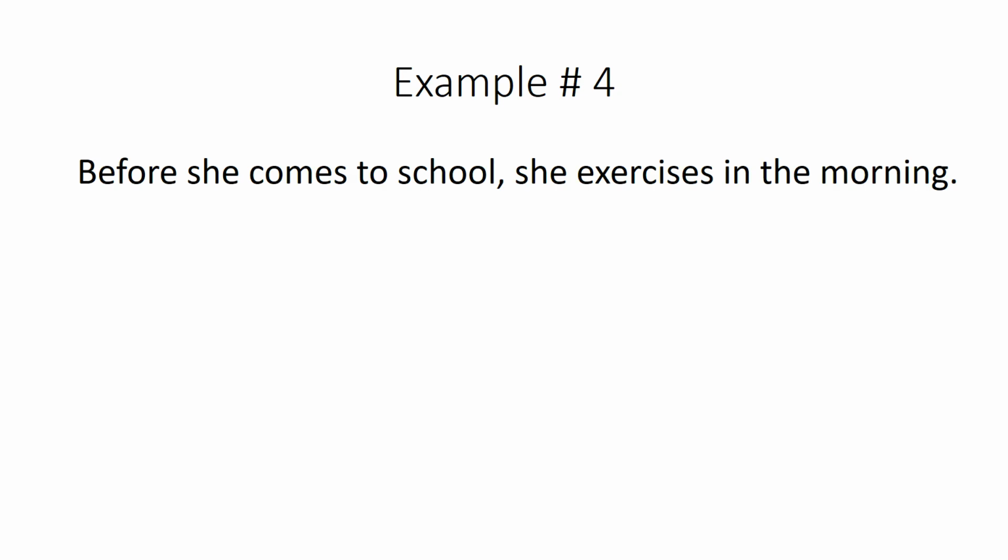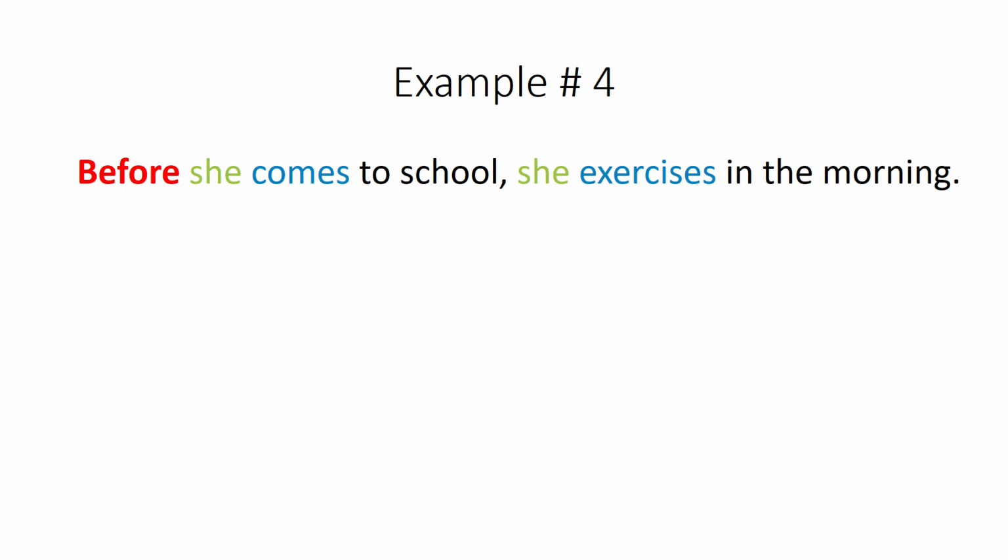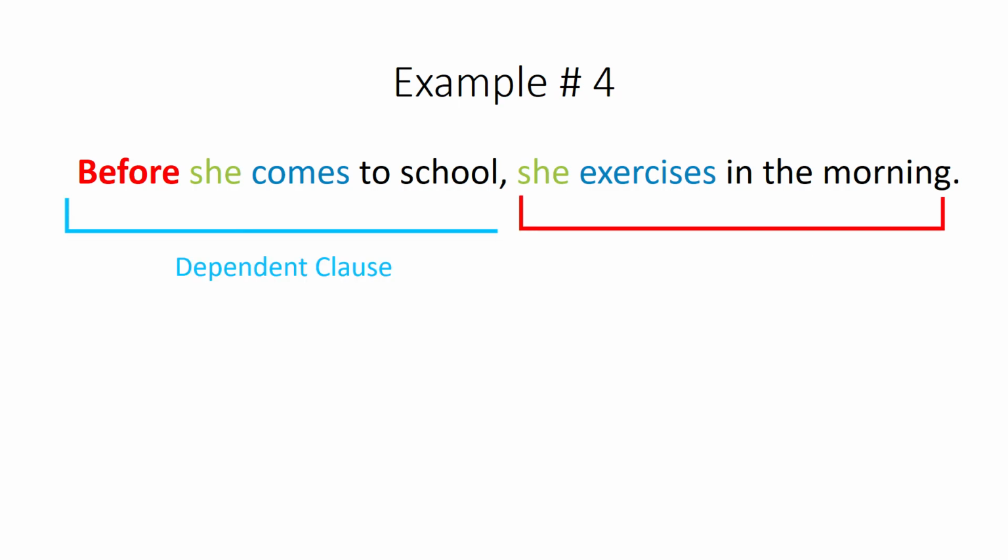Example number 4. Before she comes to school, she exercises in the morning. So comes is the verb and she is the subject. Exercises is the other verb and she is the subject. Now again, the second she exercises, has a comma in front of it. So that's like there's nothing there. But the first she has the word before, and if we follow our three rules, it is a subordinating conjunction. So there we have the dependent clause and the independent clause. That meets the definition of a complex sentence.